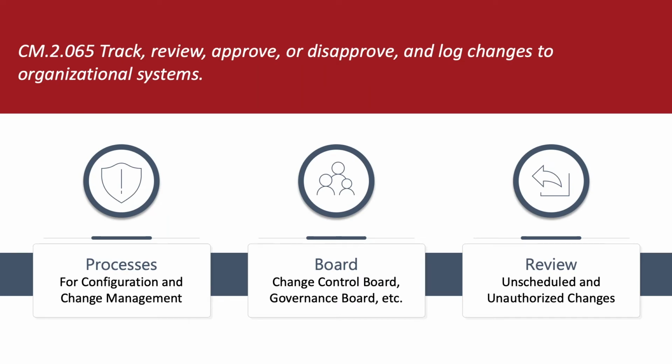Because of time, let's go to the next one, CM.2.065. That is track, review, approve or disapprove, and log changes to organizational systems. If you've read these, you're going to notice that in at least three of these, they use essentially this list, but they use different words each time, and some are more inclusive or less inclusive of the actions they expect. I can't answer why. But I'm going to walk you through that, and at the end, I'll give you a combined list of what I think they're looking for.